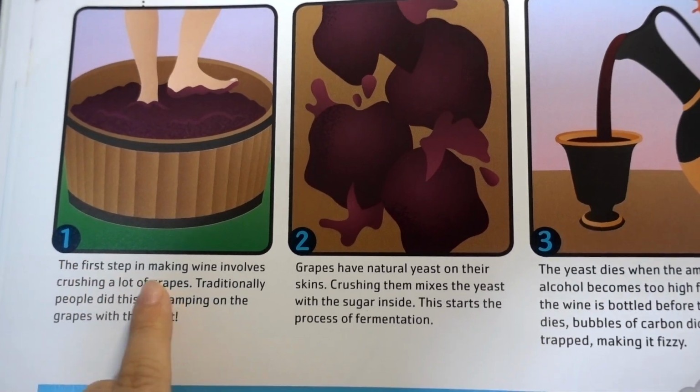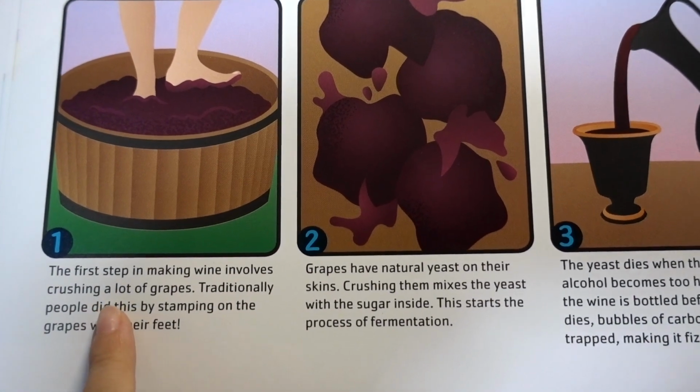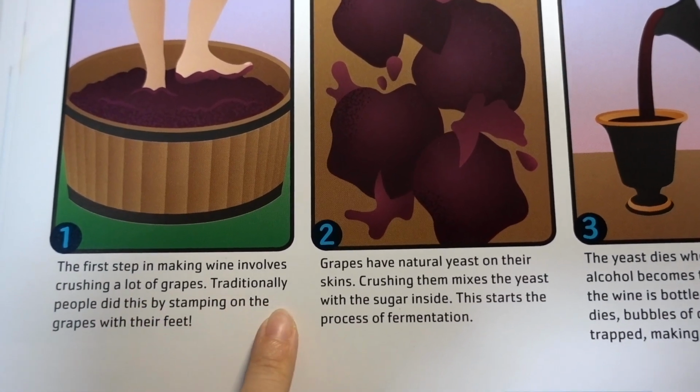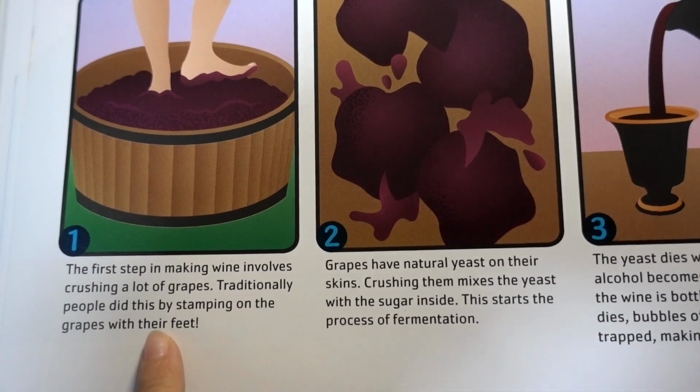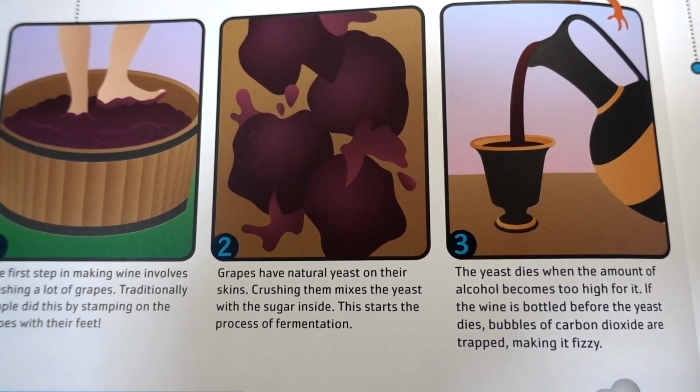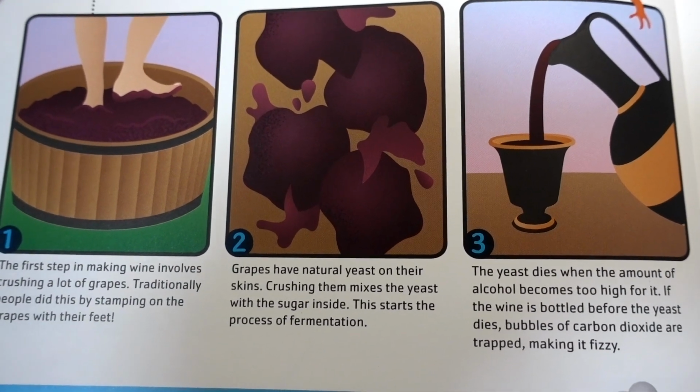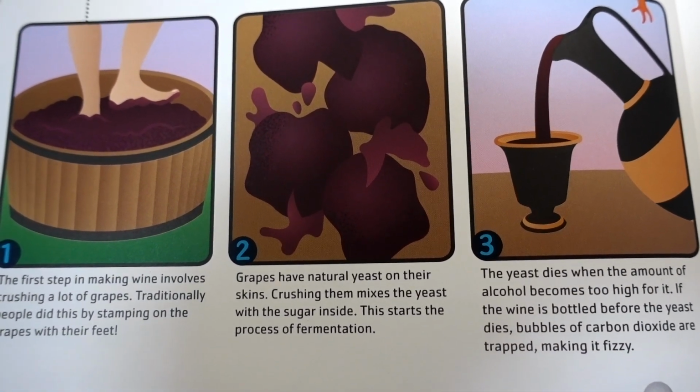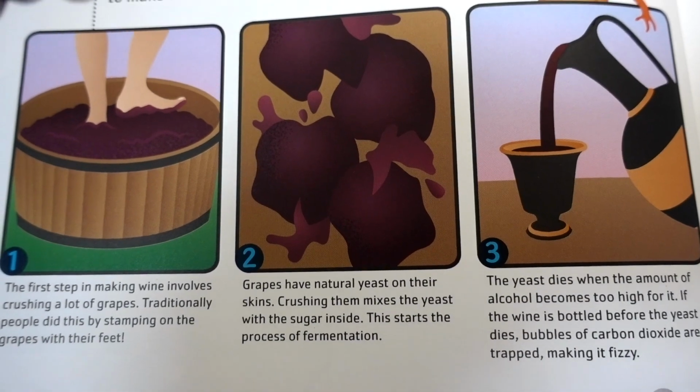The first step in making wine involves crushing a lot of grapes. Traditionally, people did this by stamping on the grapes with their feet. So, you want to drink the stinky wine with your stinky feet. The stinky feet gets into your stinky wine.